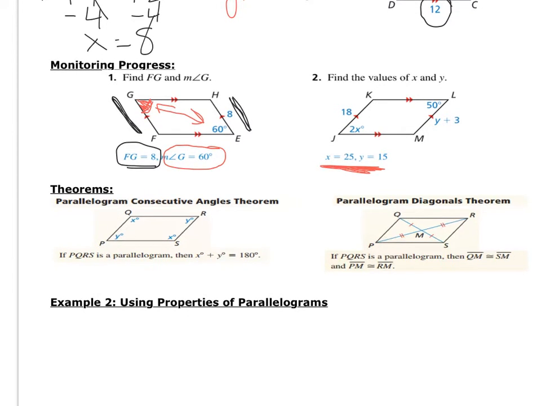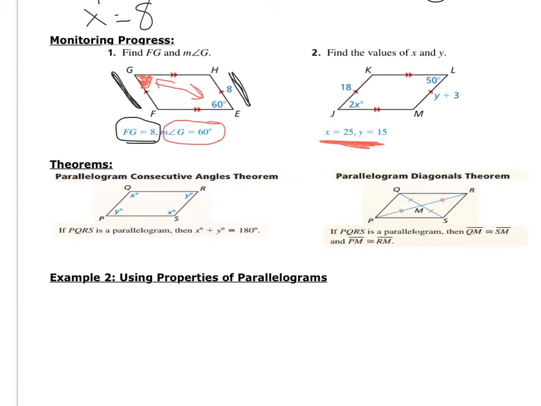Okay, so now we have 2 more theorems. Now remember, as of right now, we have if it's a parallelogram, the opposite sides are congruent. Remember, that's how we found FG. Okay, and then we also know the opposite angles are congruent. That's how we found angle G. Well, now we've got 2 more theorems.